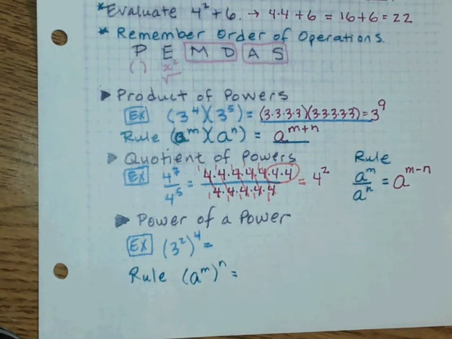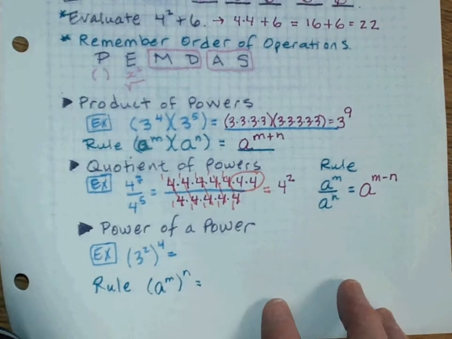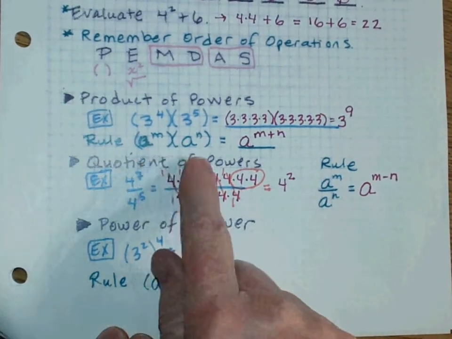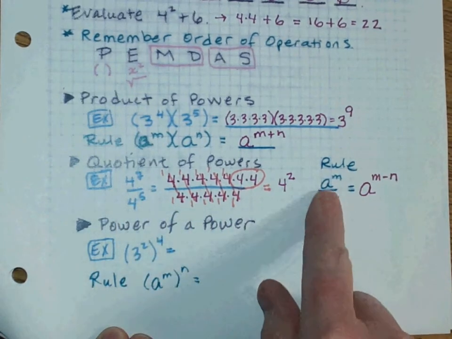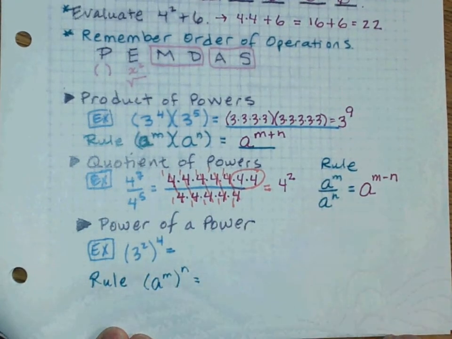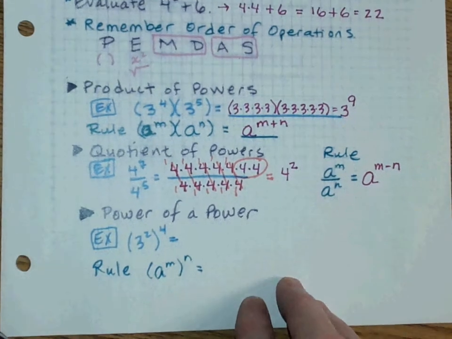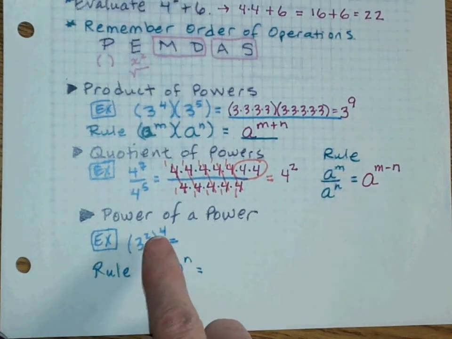Welcome back. Yesterday, or the last time you watched the videos, we talked about product of powers and quotient of powers. With product of powers, remember, same base, you add the exponents. Same base on a quotient or division, you subtract the exponents. Today we're going to talk about what you have if you have a power raised to a power.